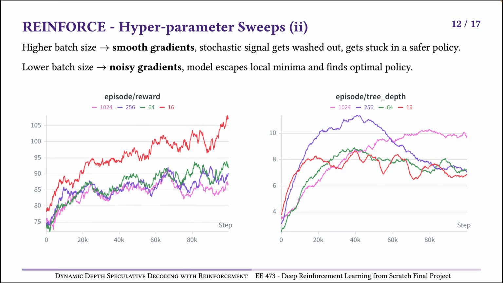Second, we experimented with different batch sizes. When the batch size was too big, the gradient smoothed out. The stochastic signal got washed out, but the model also got stuck in a safer policy, yielding low rewards. A smaller batch size converged quickly without being stuck in local minima.